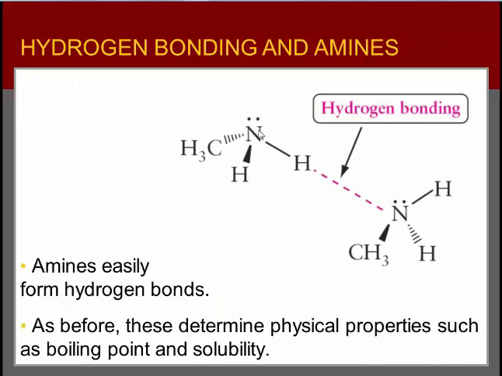So amines, because they have N-H bonds, can easily form hydrogen bonds. Here we see methylamine hydrogen bonding with another molecule of methylamine. The lone pair on nitrogen participates in the hydrogen bond to the hydrogen on a different amine. Remember that hydrogen has a partial positive charge because it's bound to an electronegative element, which has a partial negative charge. And so we can form hydrogen bonds between amines, and also this leads to their solubility in water. They can hydrogen bond with water. And these hydrogen bonds will determine physical properties such as boiling point and solubility.